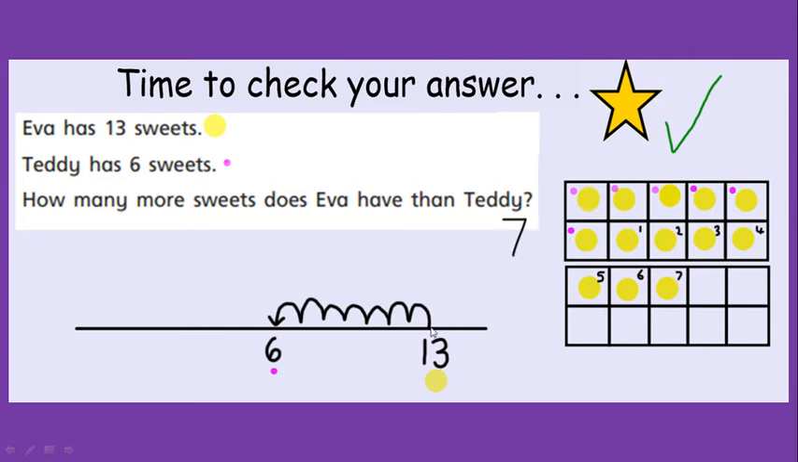And I've also demonstrated it on a number line. So I found 13 on the number line, and I found 6 on the number line. And then I needed to see how many jumps were in between those two numbers. And there were 7 jumps, which tells me that Eva has 7 more sweets than Teddy does. So well done if you figured out that question correct.